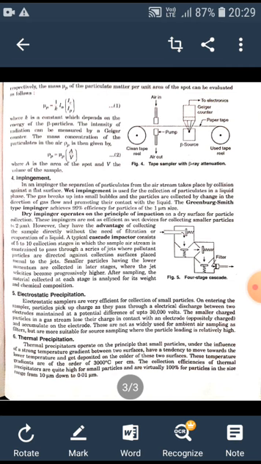Thermal precipitation is another method which operates on the principle that small particles under the influence of a strong temperature gradient between two surfaces have a tendency to move towards the lower temperature, and they get deposited on the colder of these two surfaces. These temperature gradients are of the order of 3000 degrees centigrade per centimeter. The collection efficiencies of thermal precipitators are quite high for small particles and are virtually 100% for particles in the size range from 10 micrometer down to 0.01 micrometer.